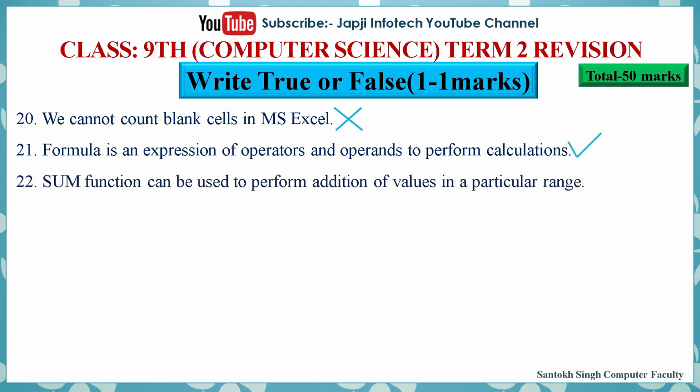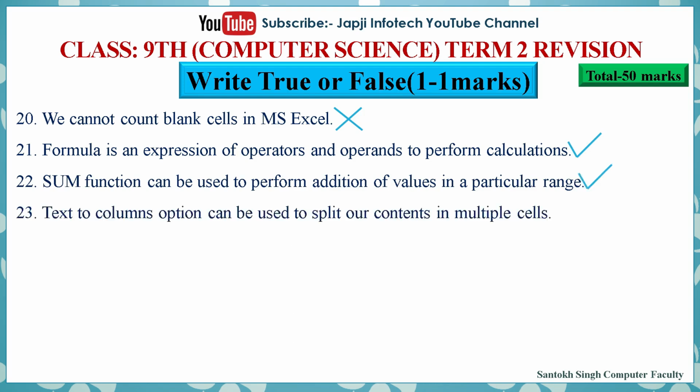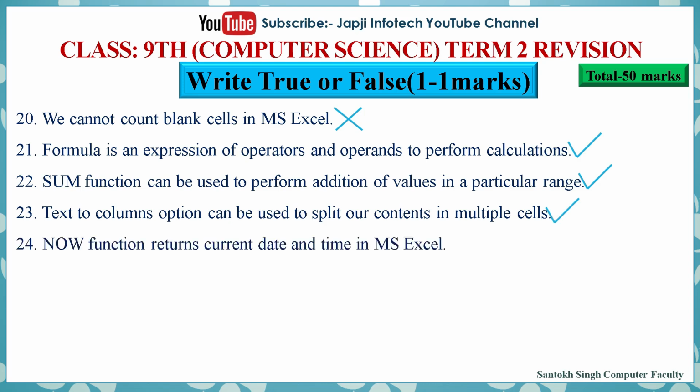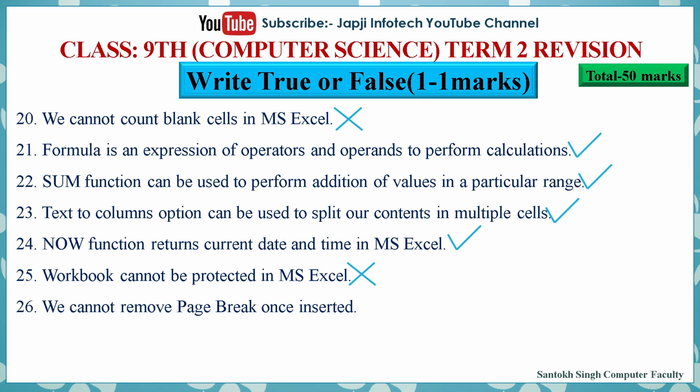Right. 22nd one is sum function can be used to perform addition of values in a particular range. Right. The 23rd one is text to column option can be used to split over content in multiple cell. Right. 24th one is now function returns current date and time in MS Excel. Right. 25th one is workbook cannot be protected in MS Excel. Wrong. 26th one is we cannot remove page break once inserted.